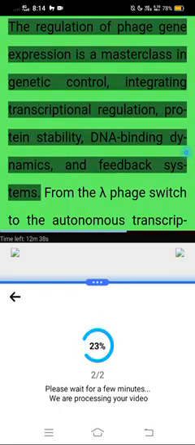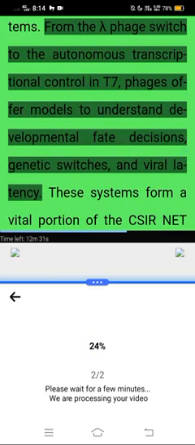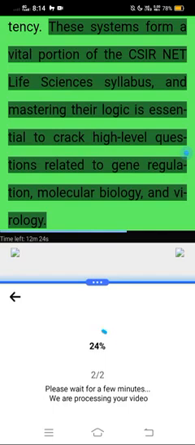Conclusion: the regulation of phage gene expression is a masterclass in genetic control, integrating transcriptional regulation, protein stability, DNA binding dynamics, and feedback systems. From the lambda phage switch to the autonomous transcriptional control in T7, phages offer models to understand developmental decisions, genetic switches, and viral latency. These systems form a vital portion of the CSIR-NET Life Sciences syllabus, and mastering their logic is essential to crack high-level questions related to gene regulation, molecular biology, and virology.